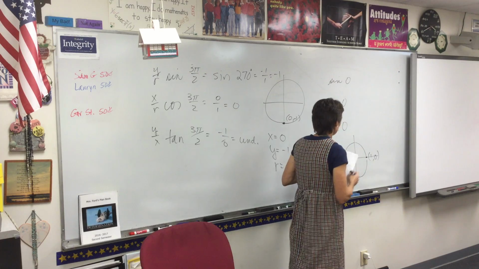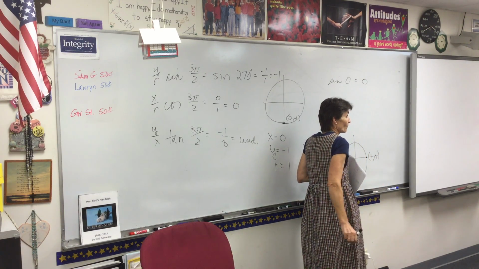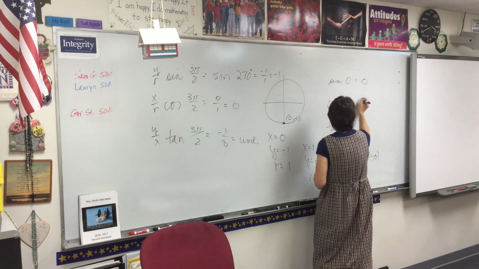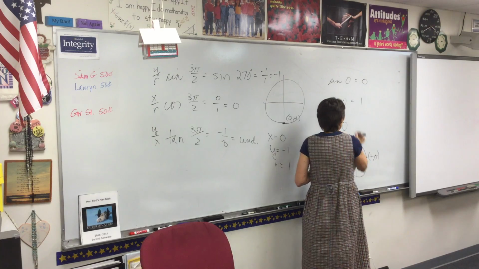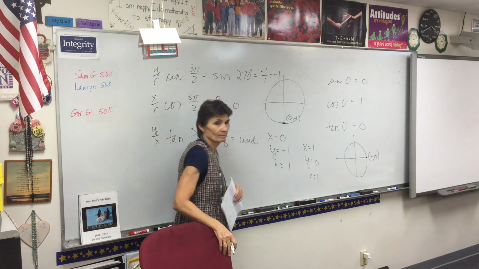What'd you get for your sine? I got 0. 0? Yep. You got 0, you're right. Cosine? 1. And tangent? 0. Beautiful. Beautifully done. Anybody have an issue?